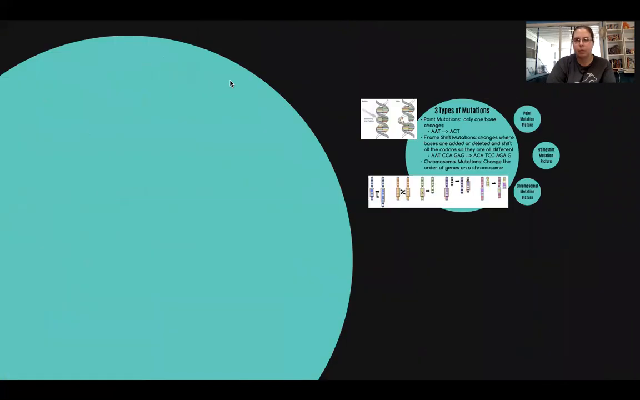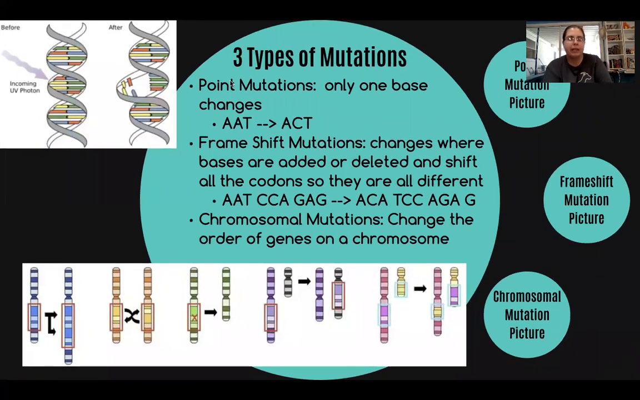All right, there are three main types of mutations that we are going to mention. The first is called a point mutation. This is where a single base is changed, just one single base. For instance, let's say in this 3-base sequence found in your DNA, AAT, there's a change and it changes to ACT. That's an example of a point mutation.